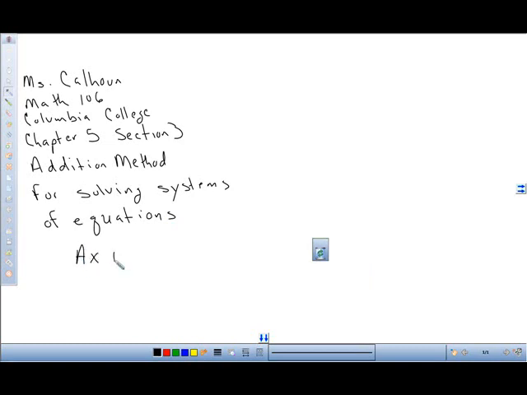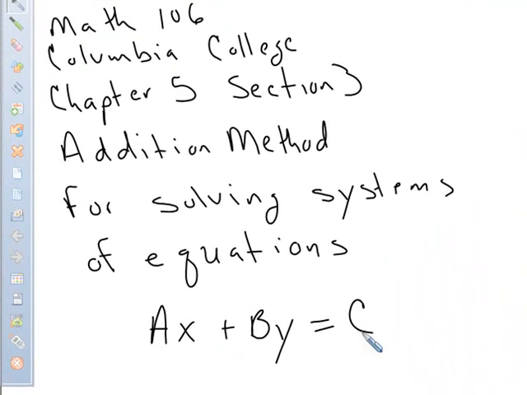The instructions for it are found there on page 311. So, solving linear systems by addition. If necessary, rewrite both equations in the form ax plus by equals c. If necessary, multiply either equation or both equations by the appropriate non-zero numbers so that the sum of the x coefficients or the sum of the y coefficients is 0.